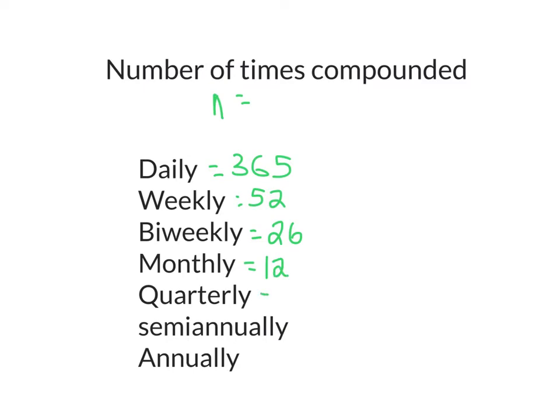If we see it's going to be quarterly, if you think about breaking a year up into quarters, that means we're breaking it up into fours. So if we see we gain interest quarterly, we're going to plug in 4 for n.